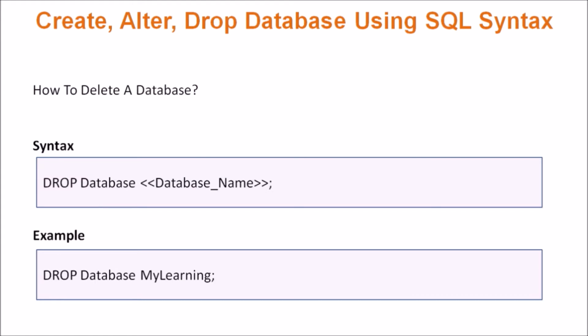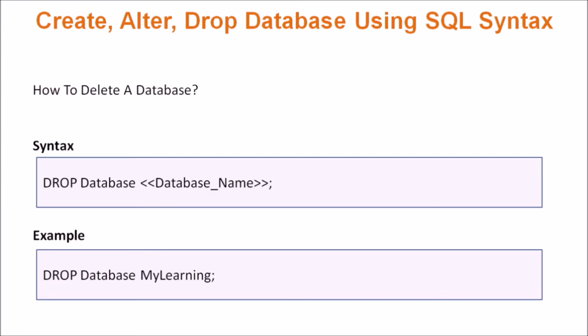How to delete the database? Use drop keyword when you have to delete existing object. The syntax to delete a database is drop database, database name. If you want to delete your database MyLearning, so the syntax is going to be drop database MyLearning. Once you execute it, you will get the message commands completed successfully.